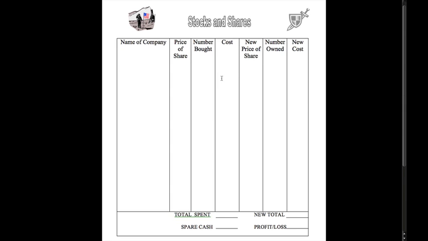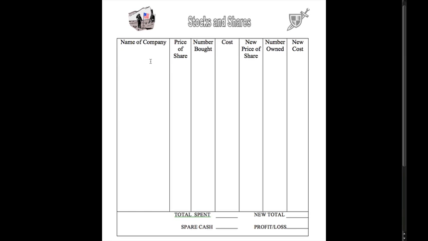That is, the name of the company that you're buying, the price of the share that you're buying, the number of shares that you've bought, and the cost of those shares that you're buying. The remaining 3 columns we will fill out at a later stage when we're going to figure out whether or not you've made money or lost money. Now I'm going to talk you through each column in turn. Please make notes as we go so you know exactly what you are being asked to do.